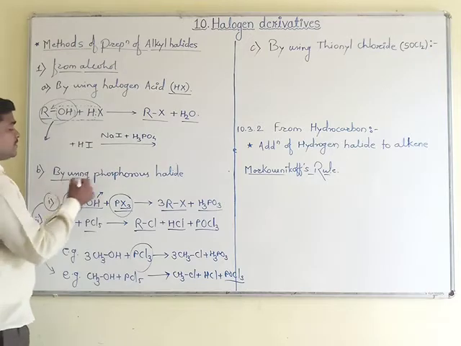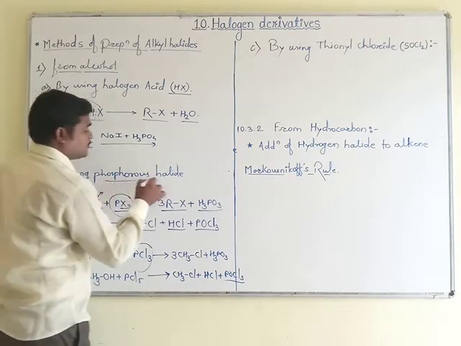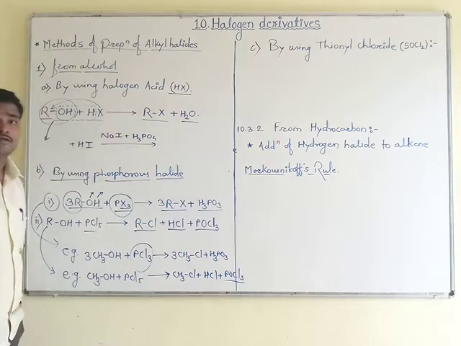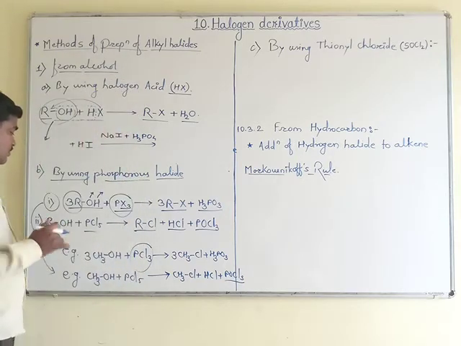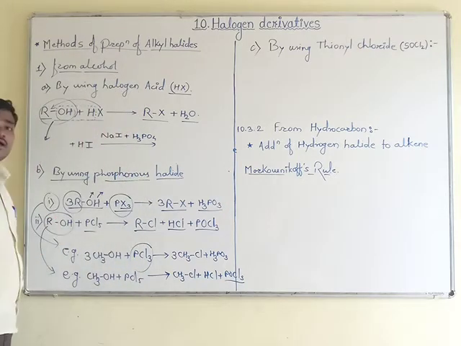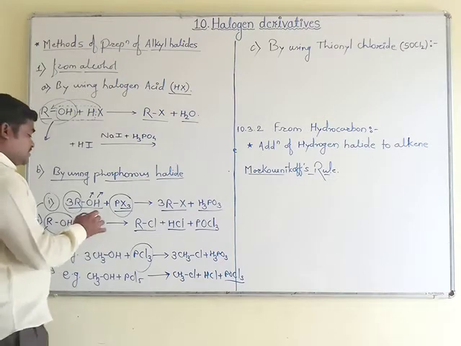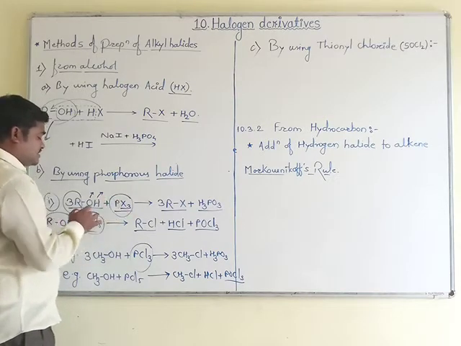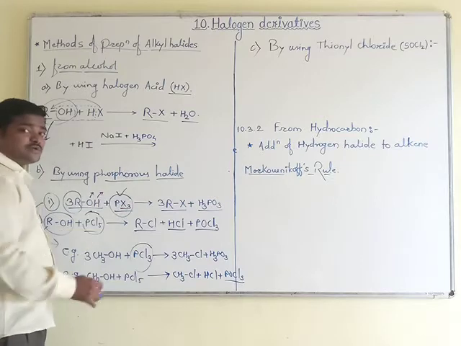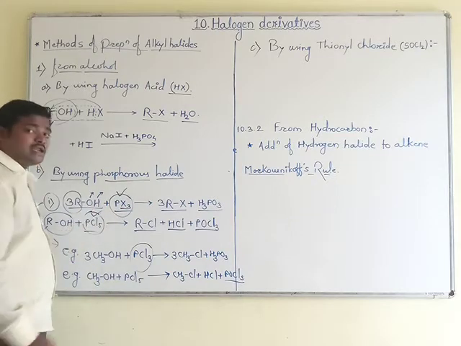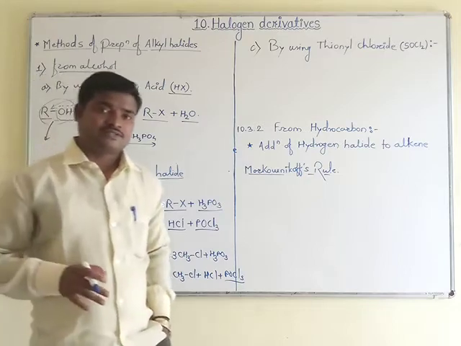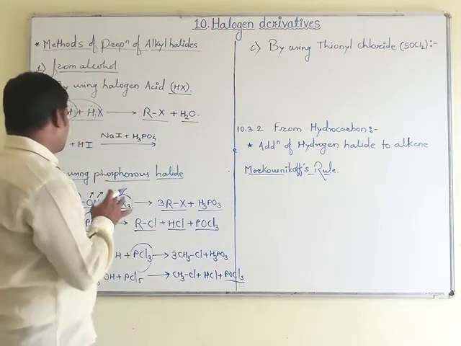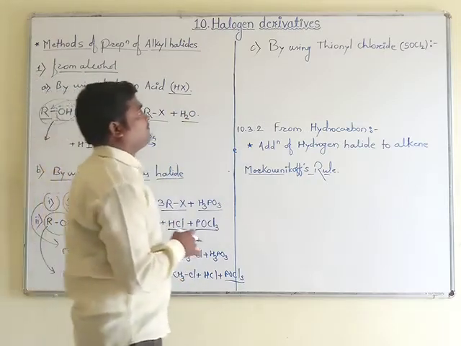So this is the method of preparation by using phosphorus halide. It means the starting material which we are using is the alcohol, and the other reagent is of two types, that is PX3, phosphorus trihalide, and phosphorus pentahalide, by which we can prepare the corresponding alkyl halides. Okay, so this is the second method of preparation.